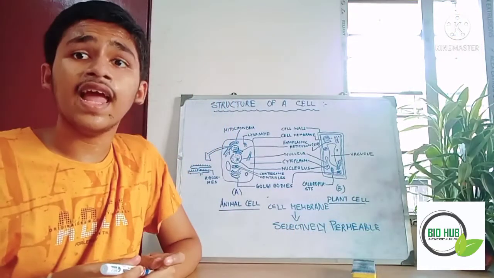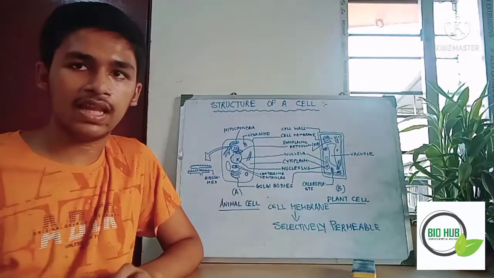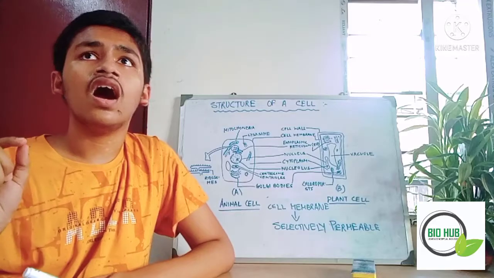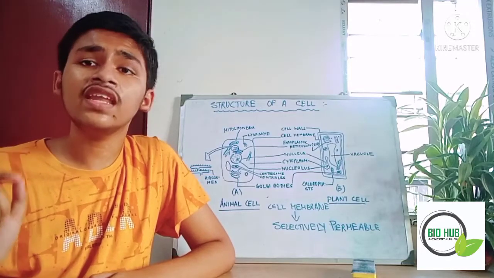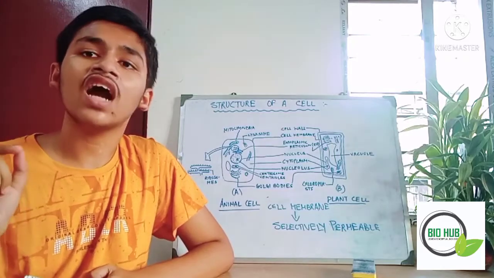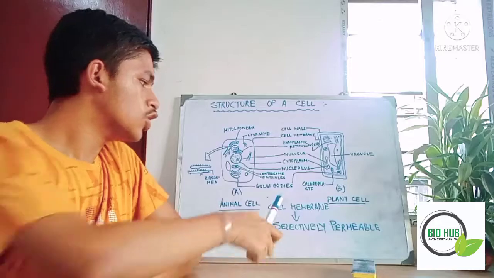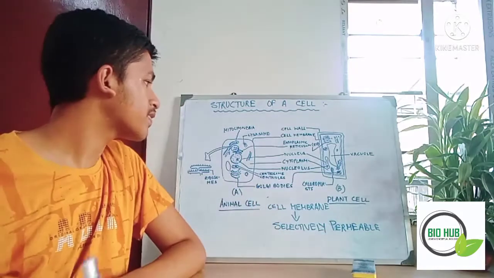That is, it allows only some selective substances to enter the cell. Any unnecessary substance, any foreign substance which is not needed by the cell and is unwanted, the cell membrane will not allow that substance to enter the cell.